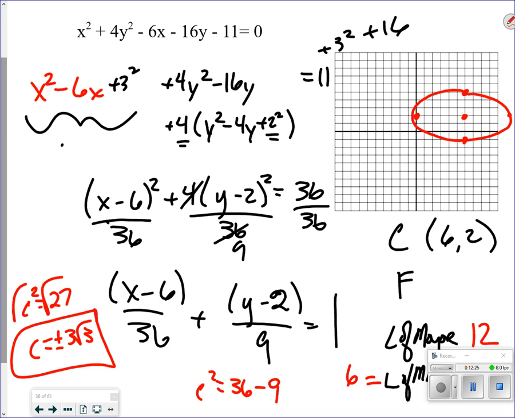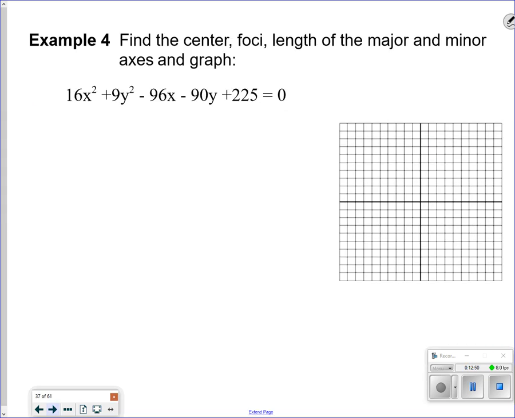And now the question is, do I add the c to the x or do I add the c to the y? You are going to add it to the x value because the major axis goes left and right. So 6 plus and minus 3 square roots of 3, 2. So if you are going to graph that, here's the one foci point and here's the other foci point. I would hit pause on this one and see if you can do this one by yourself.